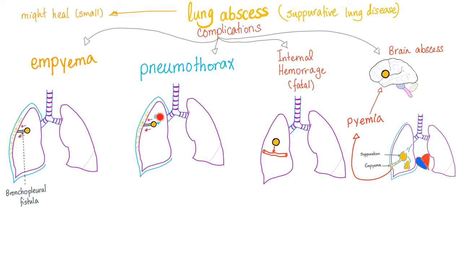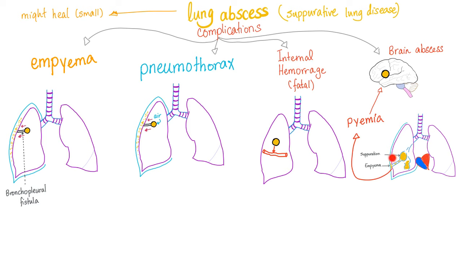What else? Pneumothorax. Because there is air in the lung and there is a very thin film of fluid in the pleura. Normally the pleura should have no air. But when you have an abscess and a bronchopleural fistula, air can go into the pleura, leading to pneumothorax. Internal hemorrhage, which could be fatal if this abscess erodes into a large vessel.